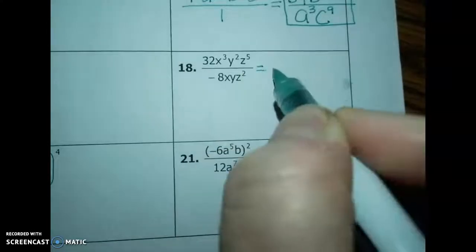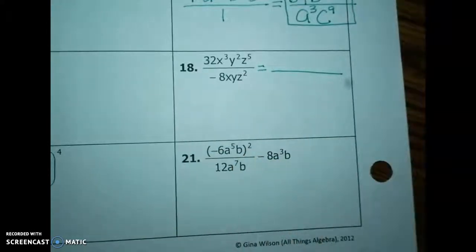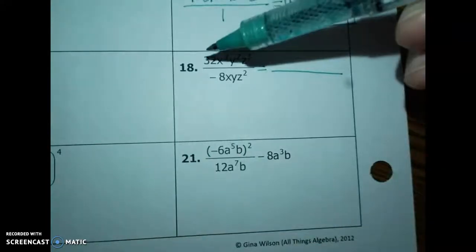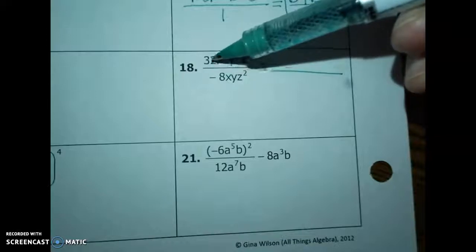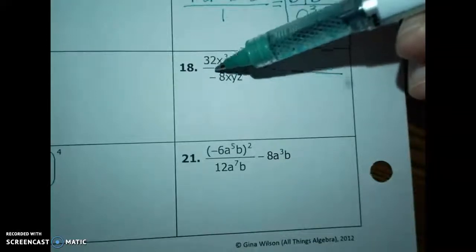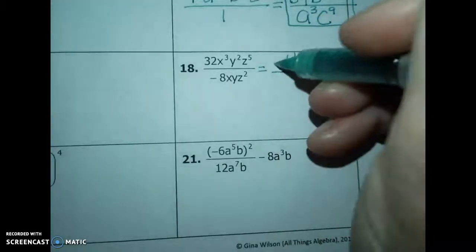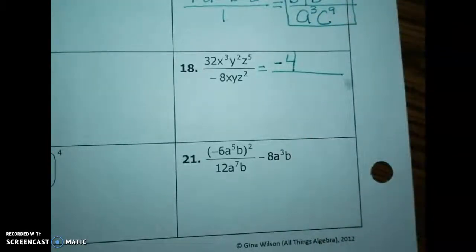So it's already starting off as a fraction, so I'm going to give myself this fraction bar to work with. So I start on the left. I've got numbers on the left. 32, and the fraction, remember, is division. 32 divided by negative 8. That does simplify down to actually a negative 4. And it will be on top.